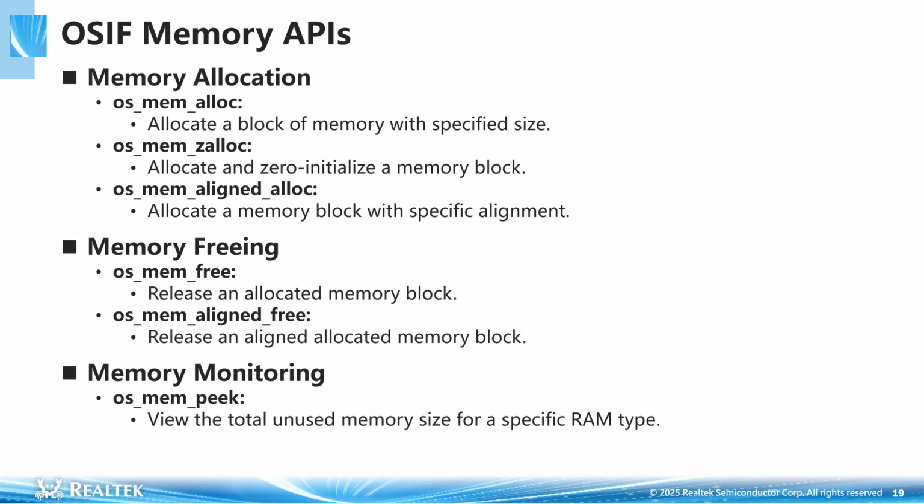Now, let's look at the OSIF memory APIs. For memory allocation, OSMEM-alloc is used to allocate a block of memory of a specified size. OSMEM-alloc not only allocates memory but also zero-initializes it. If specific alignment is required, OSMEM-aligned alloc is available for allocating a memory block with precise alignment. For memory freeing operations, OSMEM free releases an allocated memory block, while OSMEM aligned free is for freeing memory that was allocated with specific alignment. OSMEM peak allows you to view the total unused memory size for a particular RAM type, which is crucial for efficient resource management.